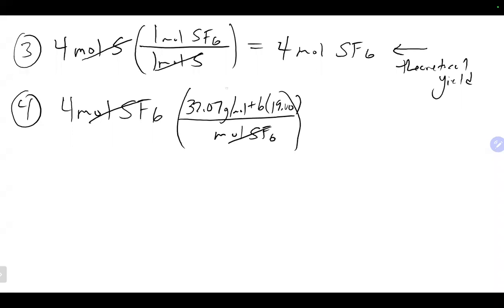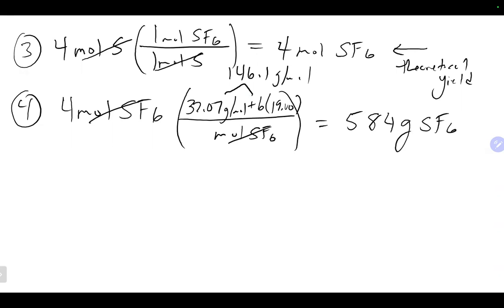So that's like 146-ish grams per mole. And times it out by 4 means we would get something, in this made up example, of like 584 grams of SF6. If I punch that in one more time, just to make sure. So we got 584 grams of SF6, which would be our theoretical yield in grams.